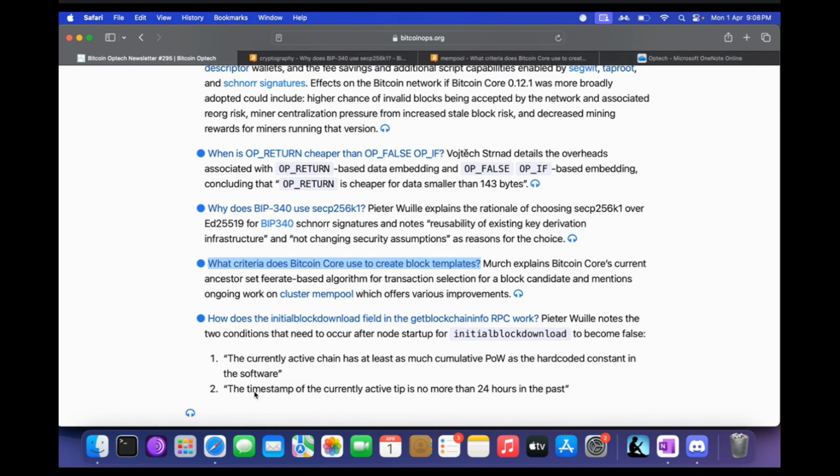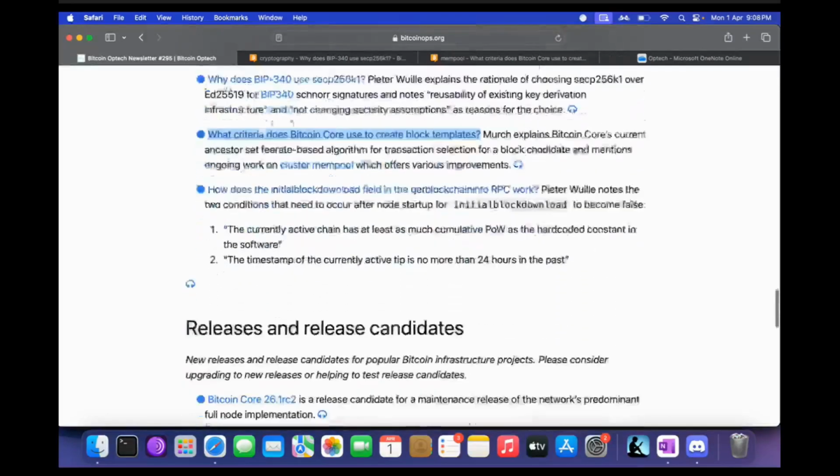The second parameter is that the timestamp of the currently active tip is no more than 24 hours in the past. So if the active tip of your node, the timestamp for it is less than 24 hours, then the initial block download will turn false and it will start acting as a normal node and it will start relaying transactions.